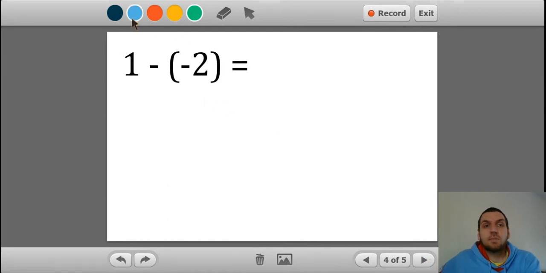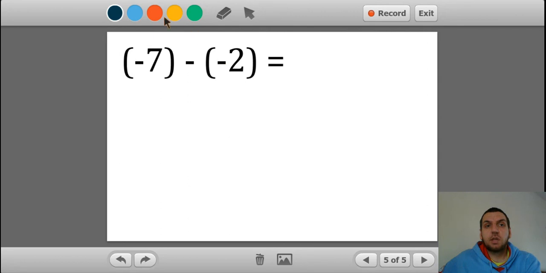Here's where it gets interesting. We have a subtraction and a negative sign. But remember, we're going to add the opposite. So subtraction changes to addition. Negative changes to positive. 1 minus negative 2 is the exact same as 1 plus positive 2. We could have put a positive 1 here, but we don't need to. So we can just ignore the second positive. 1 plus 2, 3. They're both positive numbers now. We don't have to put a sign here.